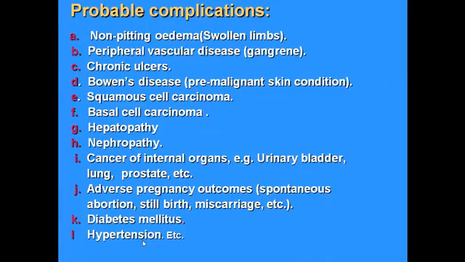So the main two conditions of arsenicosis are melanosis and keratosis. And there are a lot of other complications. One is non-pitting edema, another is peripheral vascular disease, another is chronic ulcer, another is Bowen's disease, which is one of the pre-malignant skin conditions. Then squamous cell carcinoma, basal cell carcinoma, hepatopathy, nephropathy, cancer of internal organs like urinary bladder, lungs, prostate, etc. Adverse pigmentary outcomes, diabetes mellitus, hypertension, etc.